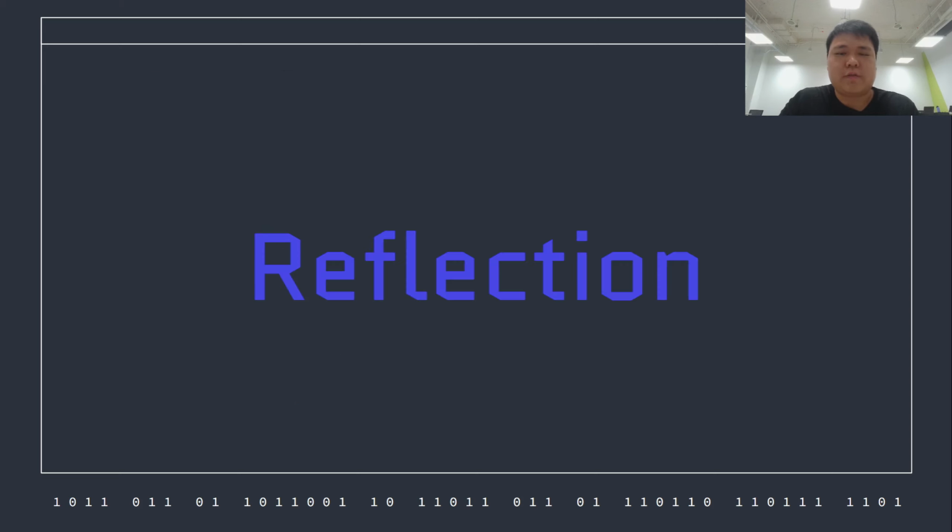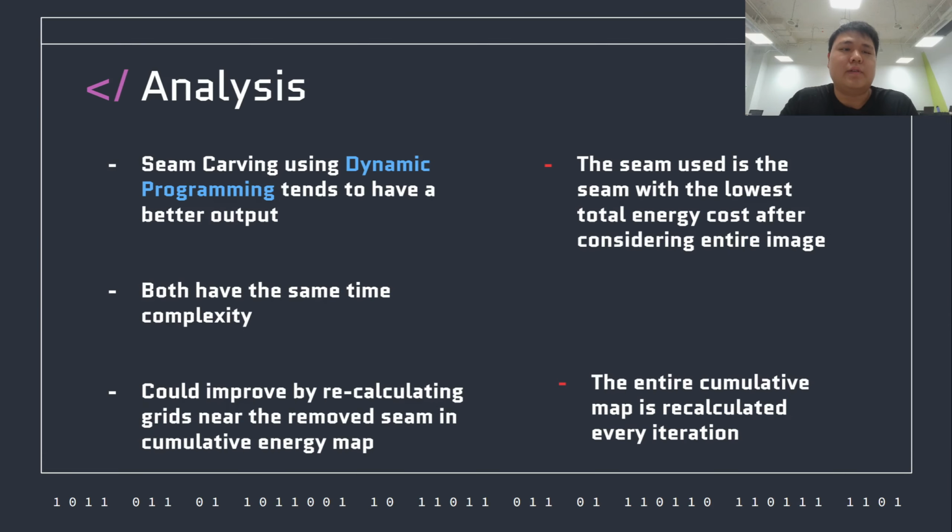Now moving on to a reflection for this assignment, after doing the assignment, we see that both have the same time complexity when it comes to seam carving, but because of the algorithm, dynamic programming has better output when carving the image. There are some improvements that we can also make to our program by not recalculating the energy map every time we move to the next iteration, and only calculating the affected pixels.